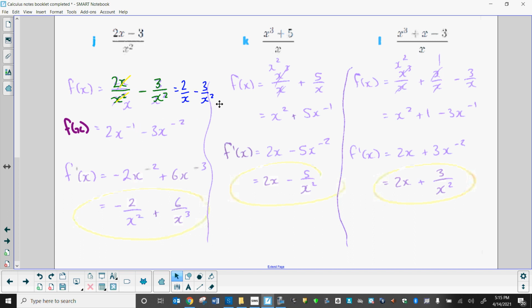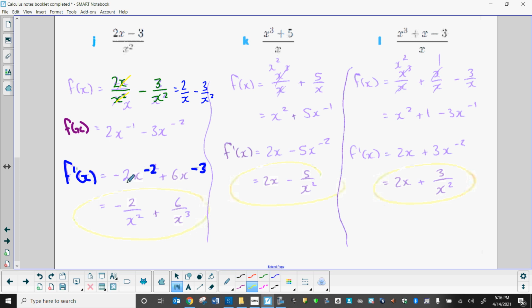So it becomes 2x to the minus 1, take away, bring the x squared up here and make the exponent negative, minus 3x to the minus 2. Now you differentiate what you have here. We've flattened the function, we've gotten the x's out of the denominators, and now we find the derivative, the f dash x. So negative 1 times 2 is negative 2. Don't forget to write the x. Negative 1 take away 1 is negative 2, in case that's not clear. Negative 2x to the negative 2. Negative 2 times negative 3 is positive 6x, and negative 2 take away 1 is negative 3.